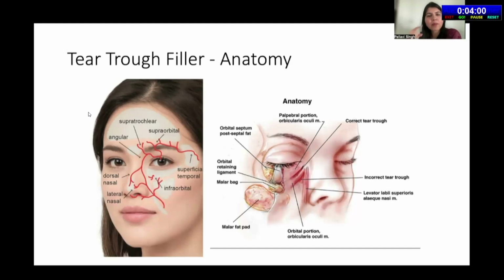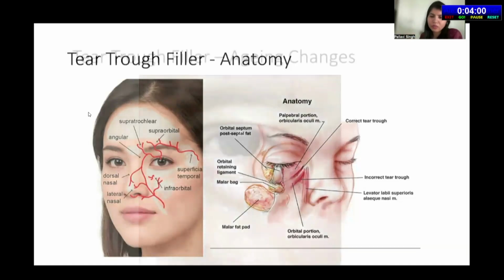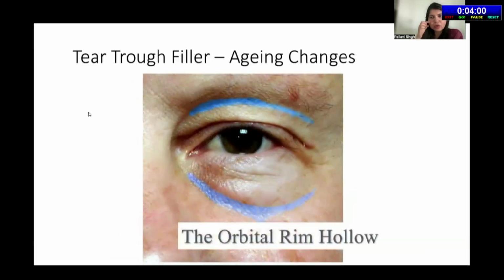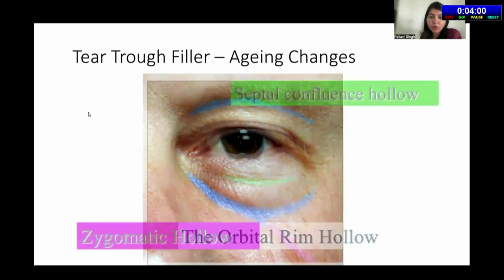And essentially, what happens is that there's thinning of the tissue above the orbital retaining ligament, which causes a trough in this area, which looks very obvious and is what most patients come for. When you look at the tear trough, it is this orbital retaining ligament, which is present inferiorly, but it extends all over the eye, and you have that hollowing all over, 360 in the face as the face ages, but we do notice it more inferiorly.